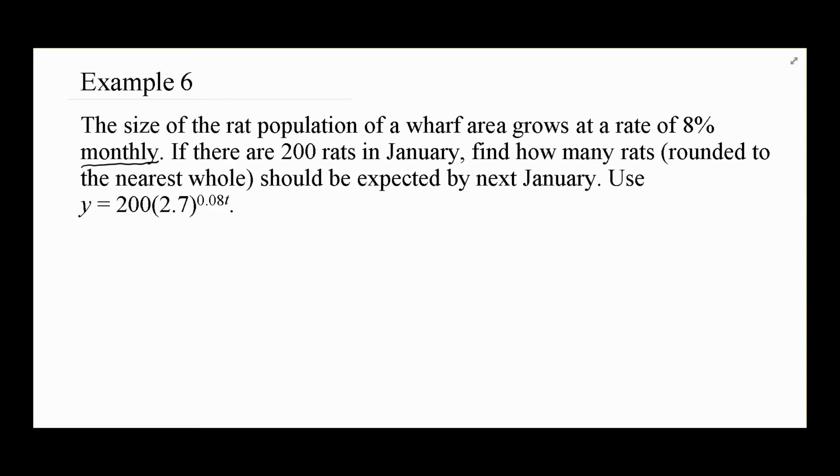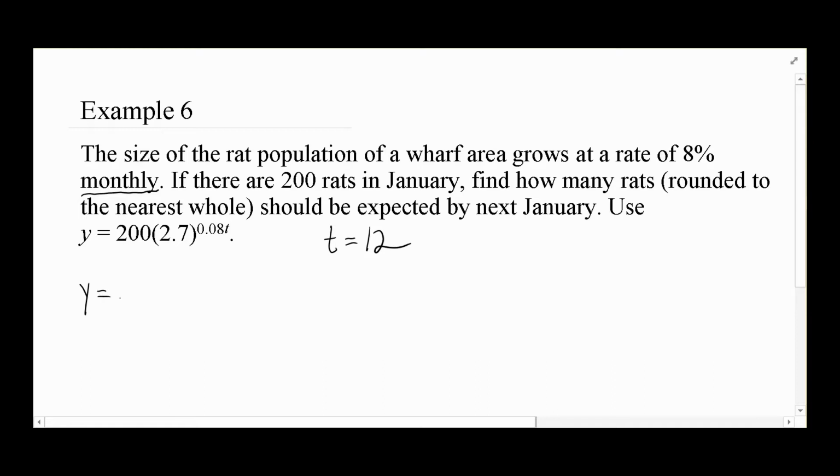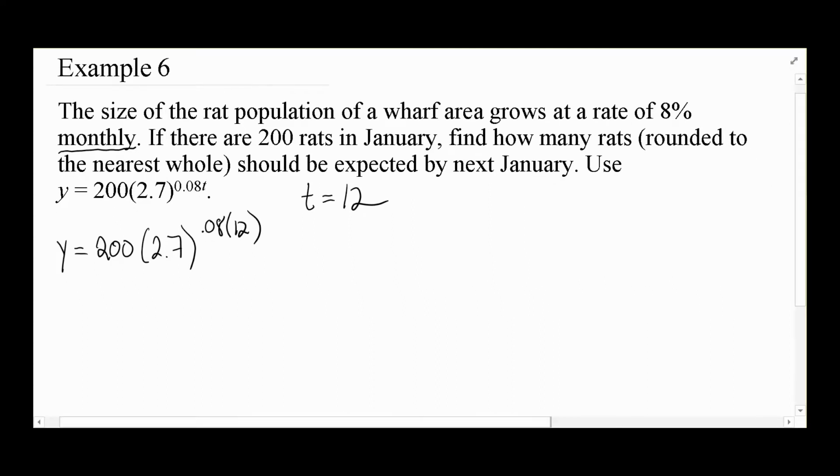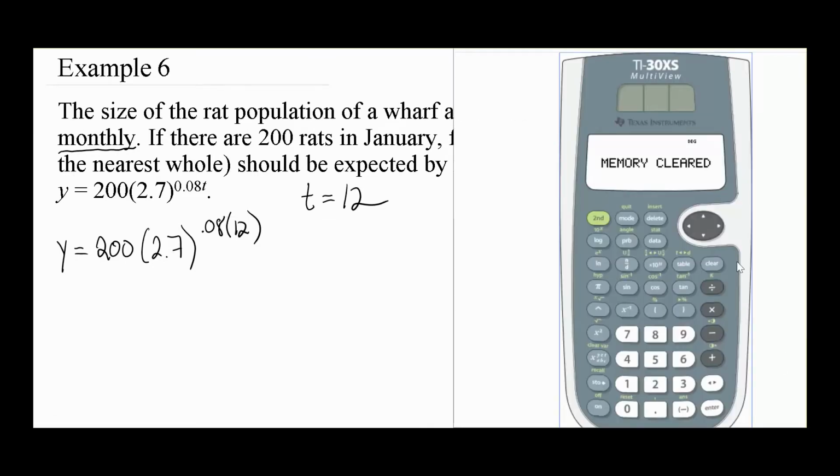So what this problem is really asking us is, when your t value is 12, how many rats do we have? And so really this is as simple as saying y equals 200 times 2.7 to the power of 0.08 times 12. Notice that the right-hand side is all numbers. There's nothing to solve. It's just plug this into the calculator. So like I was saying, these really are going to be some of the easiest word problems that we ever deal with. So let me go ahead and get our calculator out, and let's take a look.